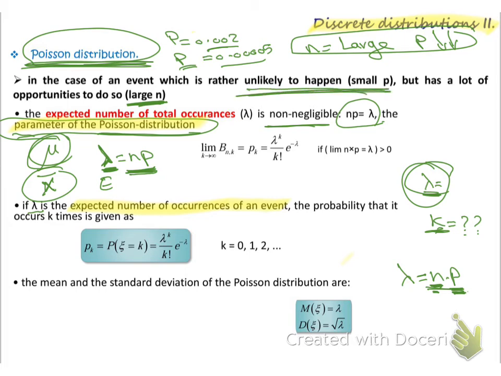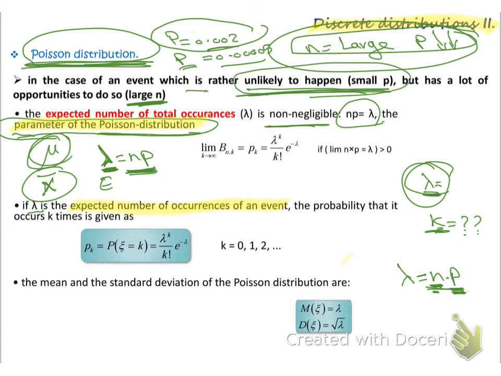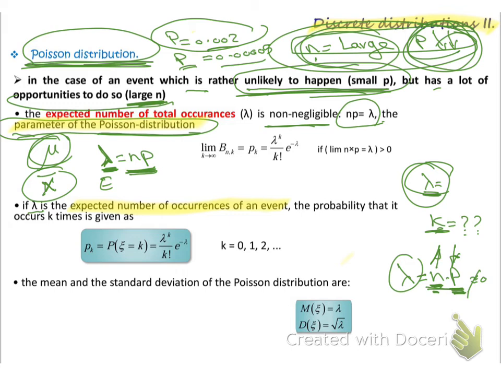This is the Poisson distribution. I told you, in Poisson we have a very small probability but a very large n. So here in Poisson, the event is rather unlikely to happen, a very small probability, but there are a lot of opportunities, n is very high. If we multiply n by p, we'll have a reasonable number, which is not zero, not negligible. It will be a bigger number because n is very high, although p is very small. So lambda will have a value. That's why we call it the expected number of occurrences.